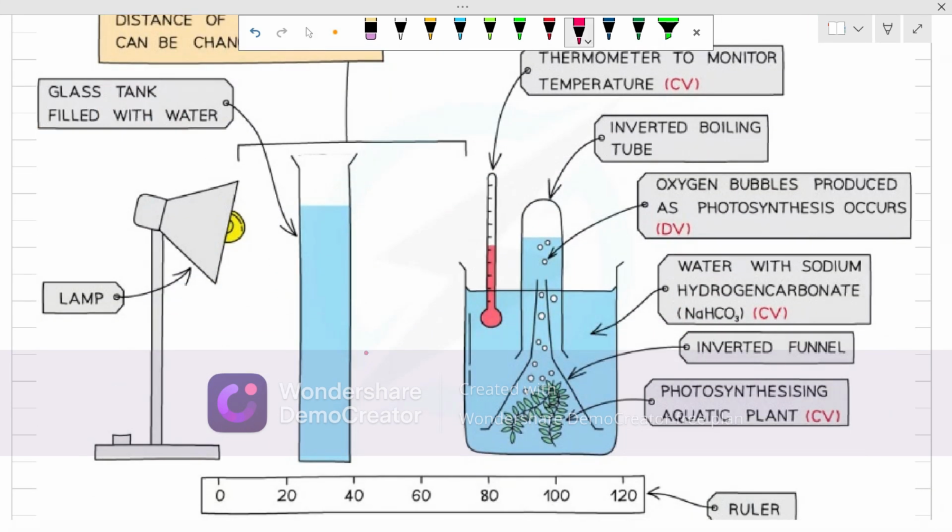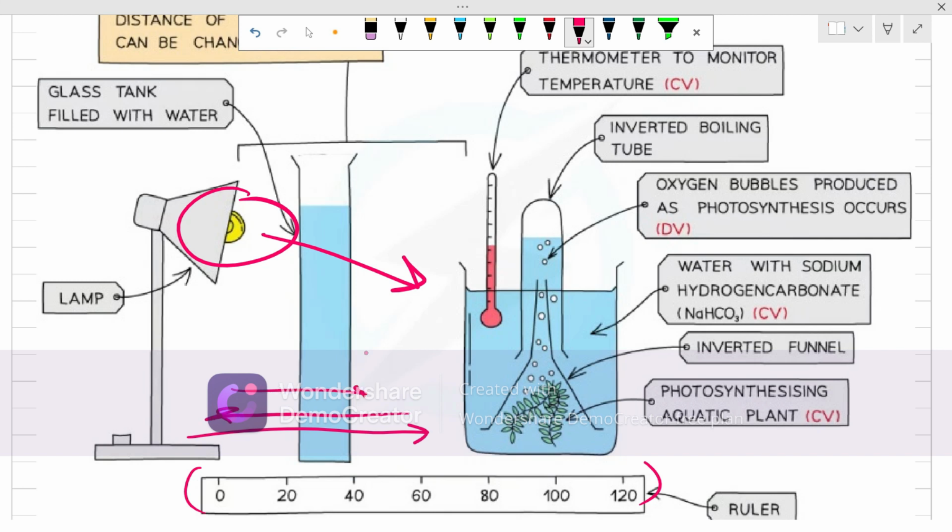Let's have a look at this illustration. To change the light intensity, of course, we use the lamp. The lamp shoots light at the beaker. So we have a scale here. This scale or ruler measures the distance at which we move the lamp. We keep moving the lamp to different distances since this is the independent variable, and we keep everything else controlled. Only change the light intensity.